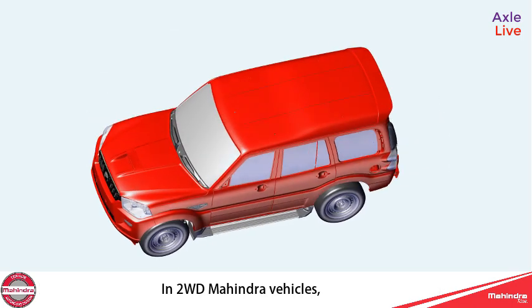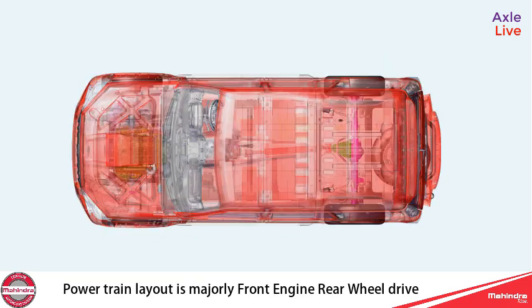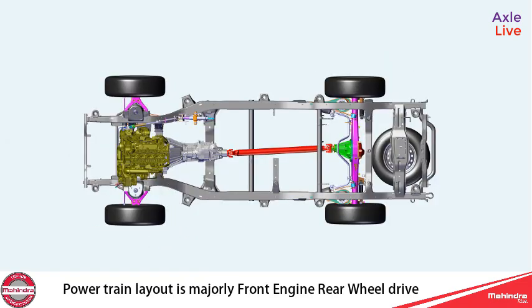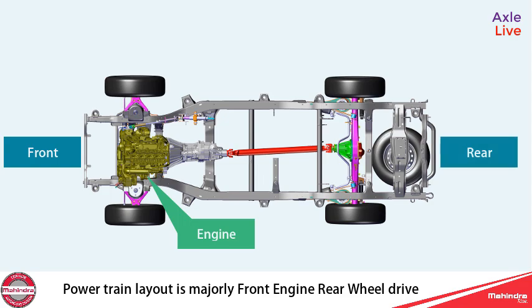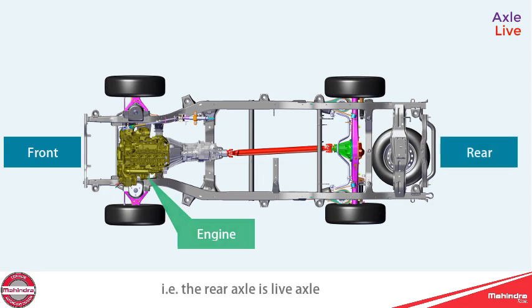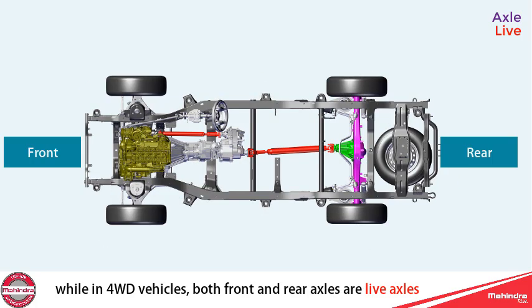In two-wheel drive Mahindra vehicles, powertrain layout is majorly front engine rear wheel drive. That is, rear axle is live axle. While in four-wheel drive vehicles, both front and rear axles are live axles.